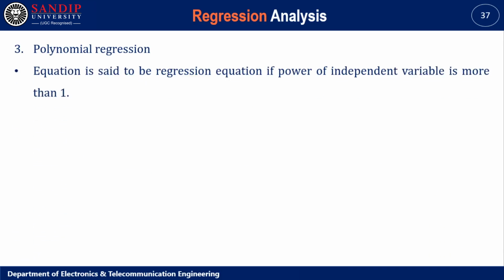Polynomial regression. An equation is said to be a polynomial regression equation if the power of the independent variable is more than 1.